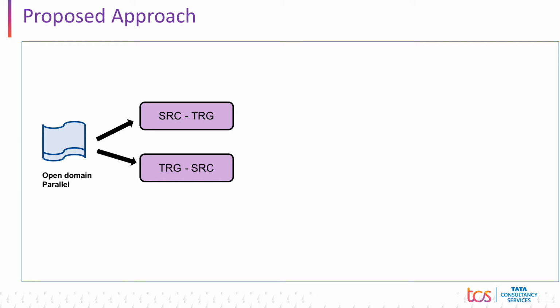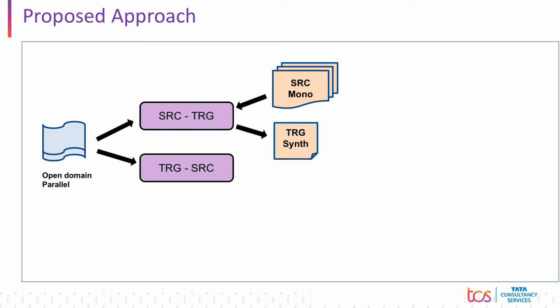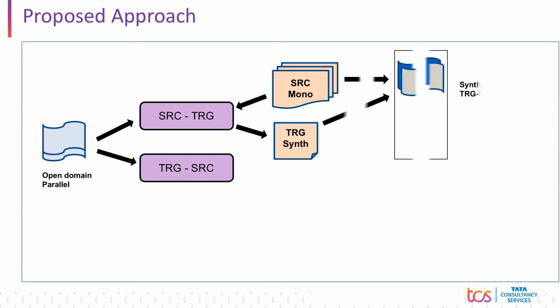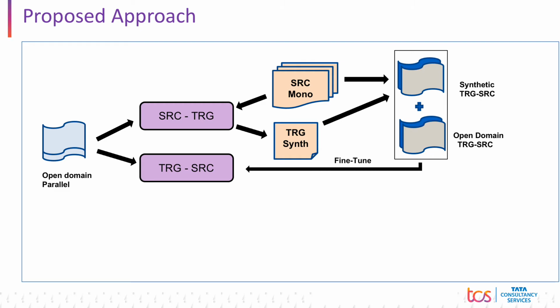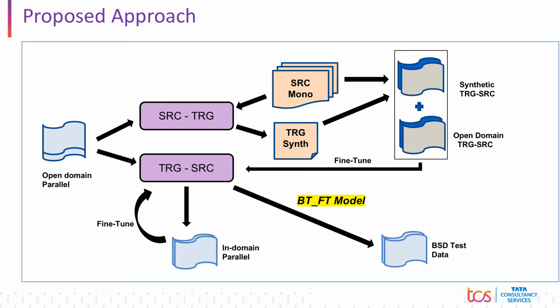In the second approach, we took advantage of the available monolingual data. We used the source monolingual data and passed it to the trained source to target model in order to generate synthetic target data. Then we used these pairs to create target to source pseudo parallel data, and took an equal amount of true data from the open domain. We shuffled this data and fine-tuned our target to source model. This was further followed by fine-tuning on the available BSD corpus, and then we used this model to translate the BSD test sentences. This model was known as the back translated fine-tuned model.